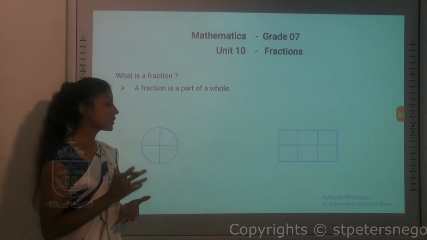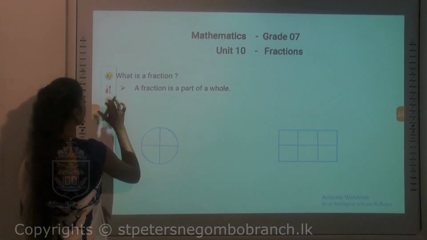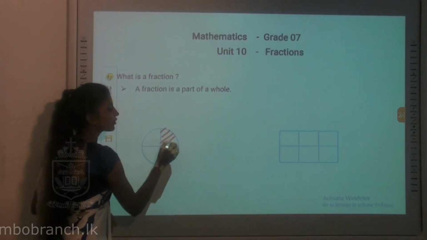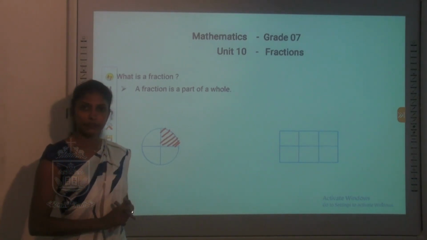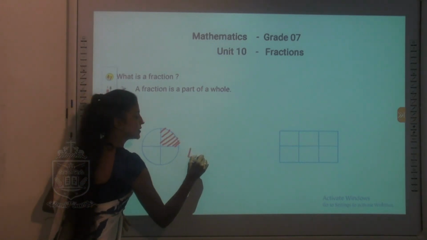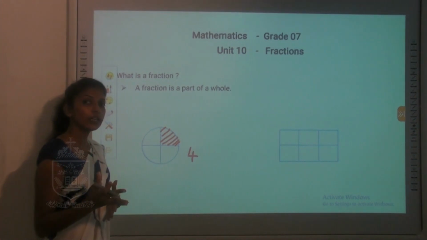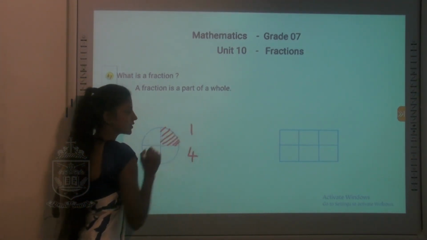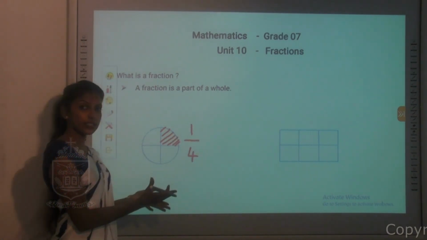So I am going to show you how it is denoted. I am going to share one part out of that 4. This is where we can apply fractions. Altogether we have 4 parts, and out of that you are going to take only one part. So how can we express that? 1 is written like this and you draw a line like this. This is what a fraction is.